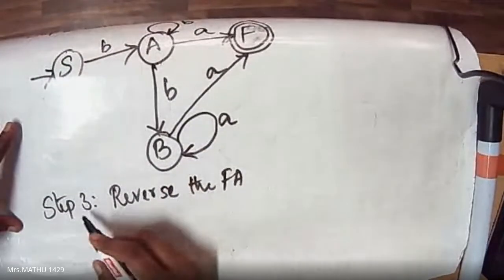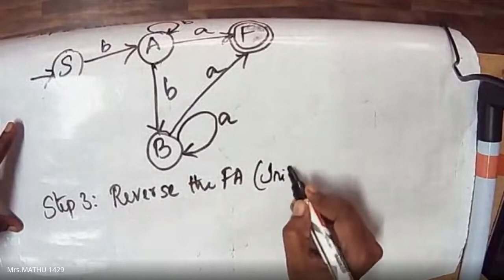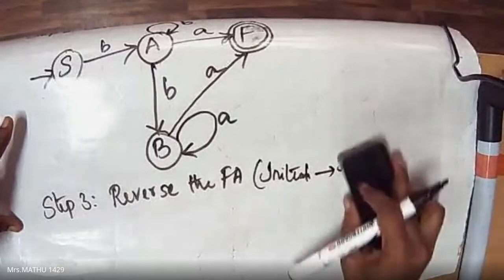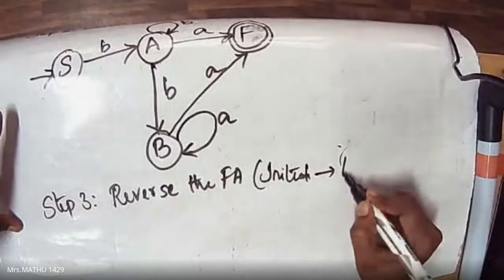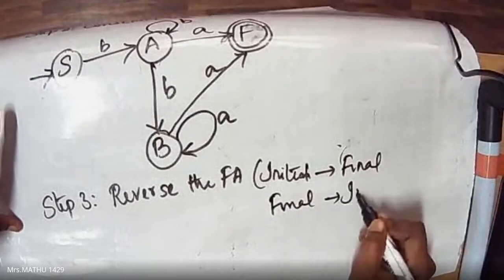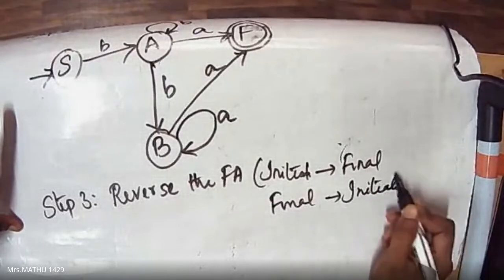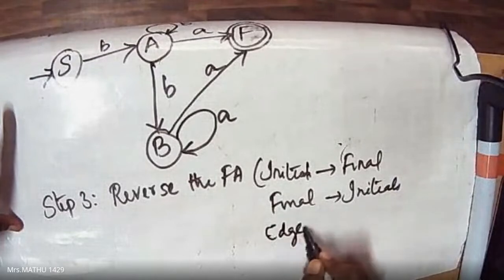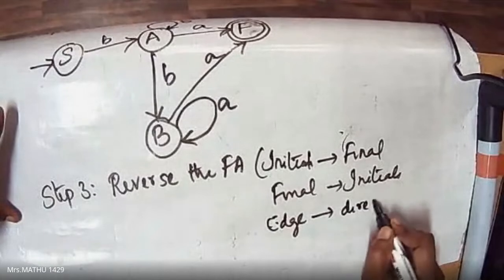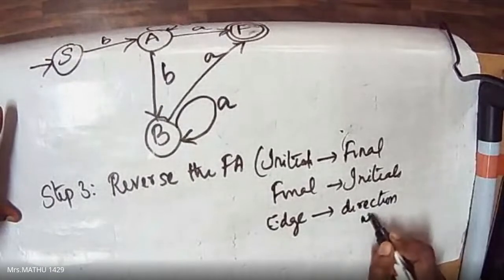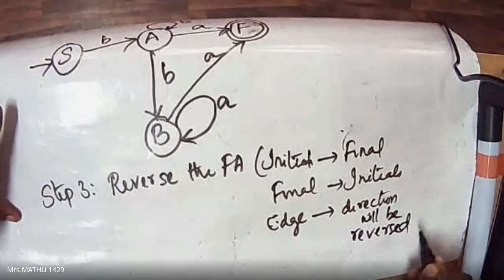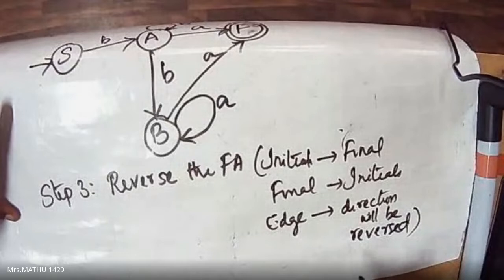What we are going to do is convert the initial state into a final state. The initial state will be changed to a final state, the final state will be made the initial state, and all the edges, the direction will be reversed. Direction of the edges reversed. So this is the meaning of reversing the finite automata.